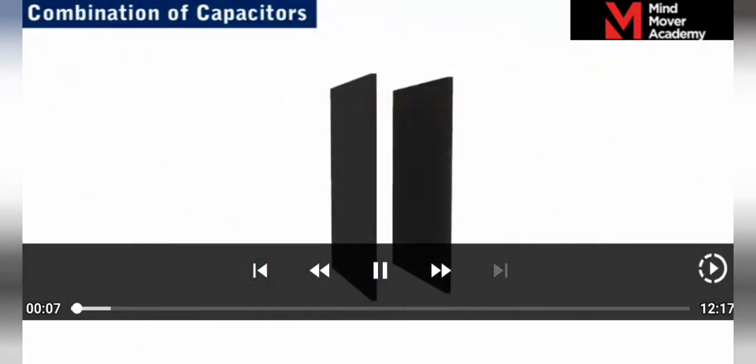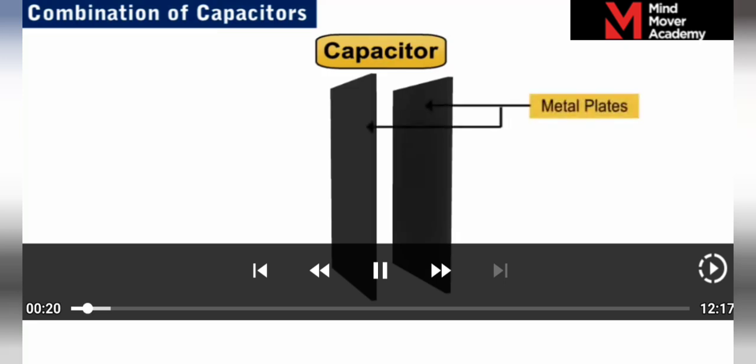We have learned earlier that a capacitor is an electric circuit element that is used to store charge temporarily. It in general consists of two metallic plates separated and insulated from each other by a dielectric medium.